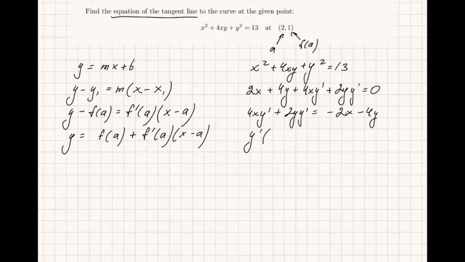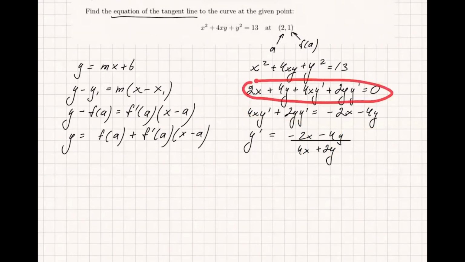Now y prime equals negative 2x minus 4y divided by 4x plus 2y. And now you can just plug in the values of x to be equal to 2 and y to be equal to 1. Or you can technically even substitute all the values here, and once you did your implicit differentiation, just substitute x and y everywhere you see, and that would be easier to solve for y prime. Since I already solved for y prime, I will just plug in the values.